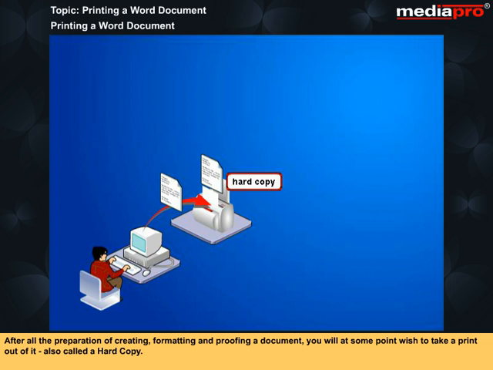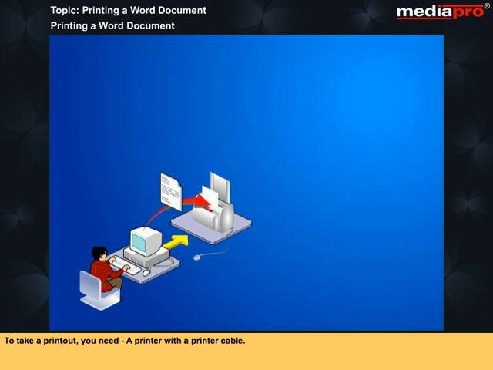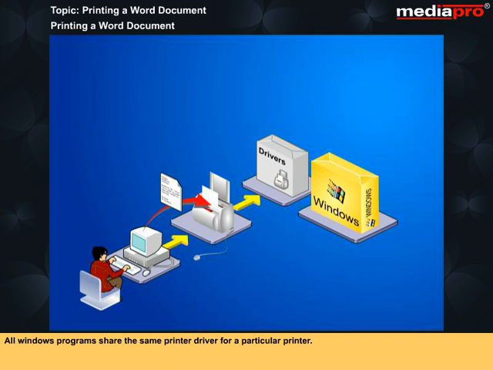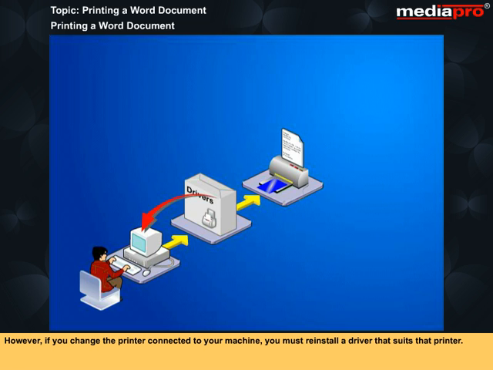After all the preparation of creating, formatting and proofing a document, you will at some point wish to take a printout of it, also called a hard copy. To take a printout, you need a printer with a printer cable, the printer driver, software to configure the computer for a particular printer. All Windows programs share the same printer driver for a particular printer. However, if you change the printer connected to your machine, you must reinstall a driver that suits that printer.